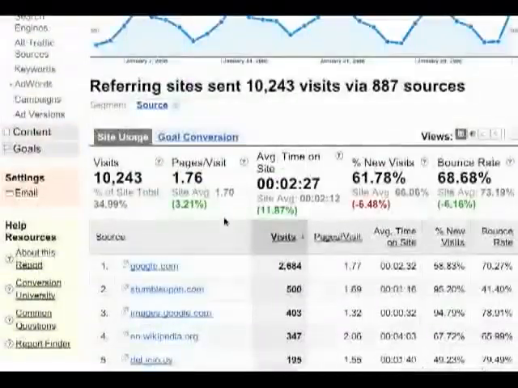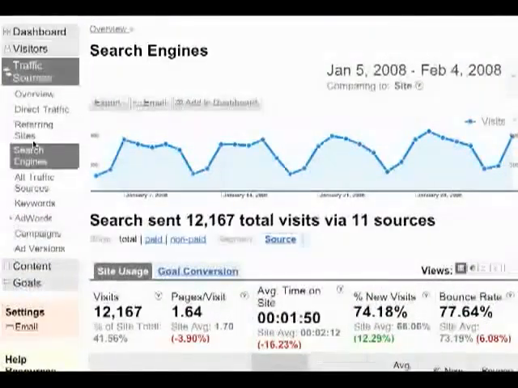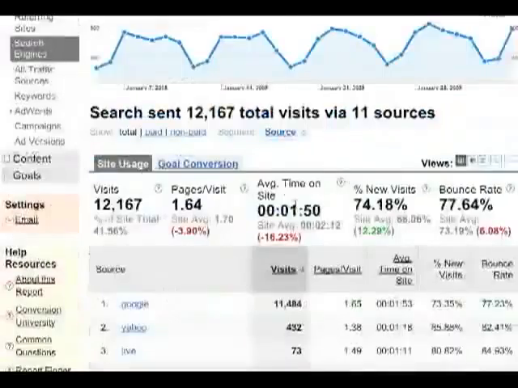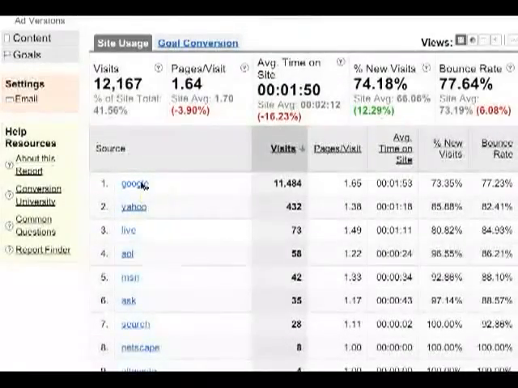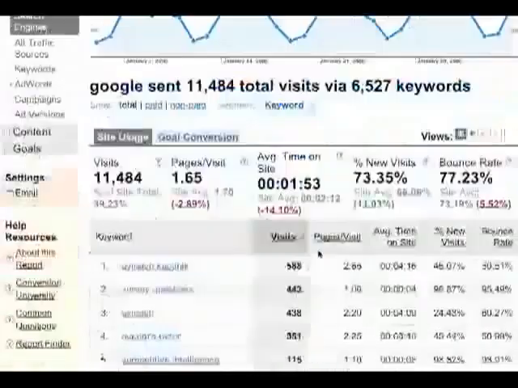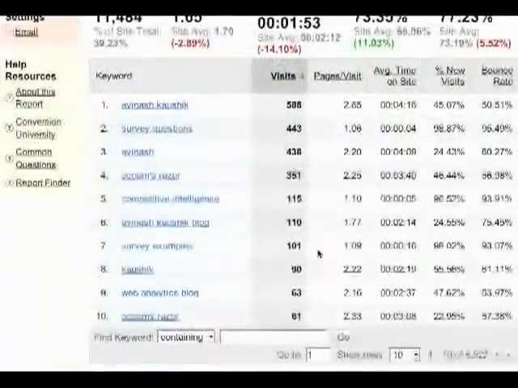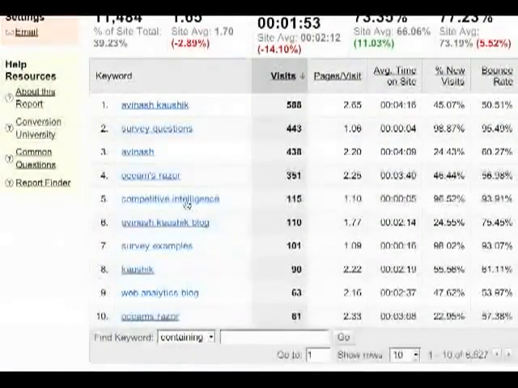Now let's look at search engines. It's really important to look at the search traffic and keywords and understand which search engine is working for you and why. Use the tables to get more detail on your traffic from specific search engines and keywords. Again, throughout these reports, you'll see the same familiar metrics.